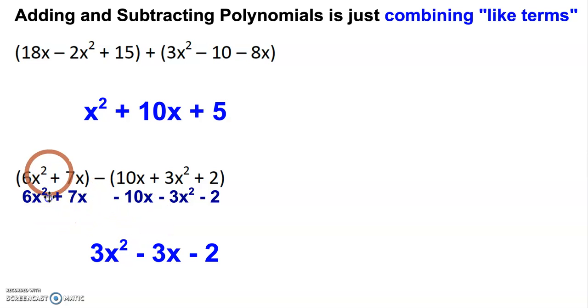There's not a constant term in this first expression to combine with the negative 2, so we just bring it down. So the final expression is 3x squared minus 3x minus 2. The x squared and the x are not like terms. One has an exponent of 1, one has an exponent of 2. So we can't go any further than this.